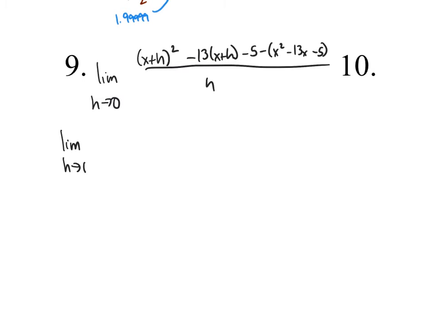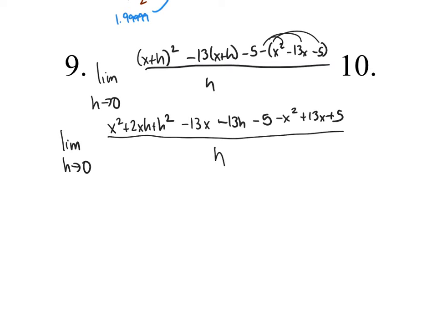So in this case, I'm just going to expand my polynomials. So (x plus h) squared is going to be x squared plus 2xh plus h squared, doing the whole foiling thing, minus 13x minus 13h minus 5 minus x squared plus 13x plus 5, because I'm just distributing that negative, all over h. And like we've seen lots of times, lots of good stuff should happen. 13x's go away, 5's go away, and x squareds go away. So I'm simply left with the limit as h goes to 0 of 2xh plus h squared minus 13h.